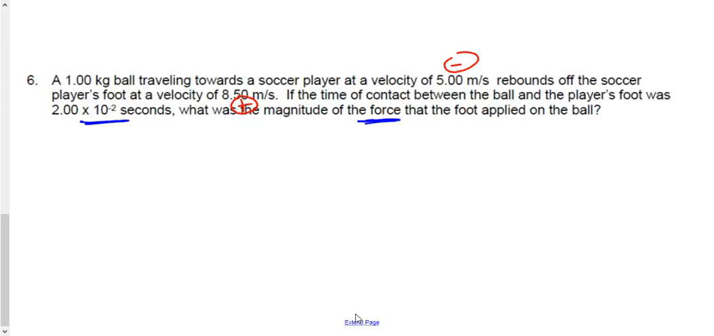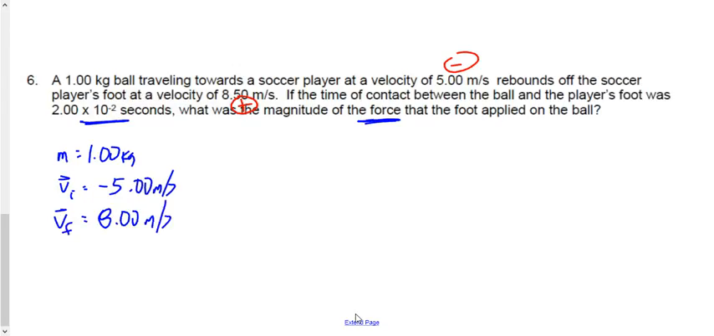Let's write down some givens here now. We're going to say the ball is 1.00 kilograms. Let's say the initial velocity, with the way that I define direction, is negative 5 meters per second. Now we're going to say VF is positive 8.00 meters per second. Again, those could have been reversed as long as one is positive, one is negative. The time interval here is 2 times 10 to the negative 2. And we're looking for the force.